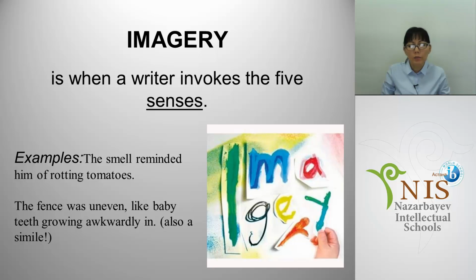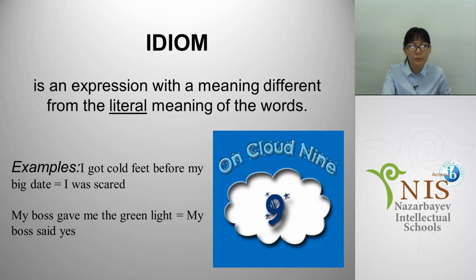Here in brackets it's written that it can also be a simile, but also there is imagery, so you can easily imagine, and everyone knows that babies have these uneven teeth, and you can imagine this fence, how it looks. So imagery is mostly based on imagination, and also they try to choose proper images that can be recalled easily by any person, any reader.